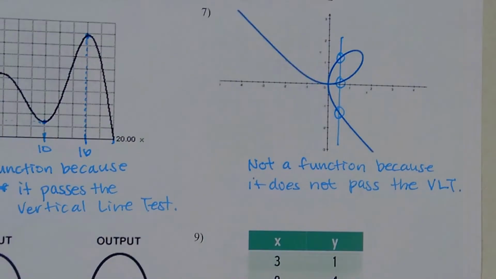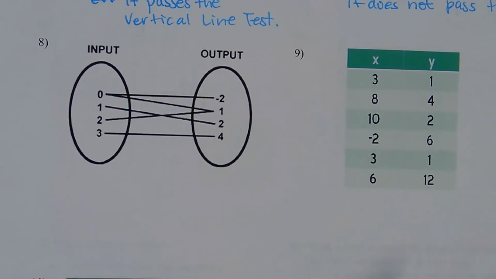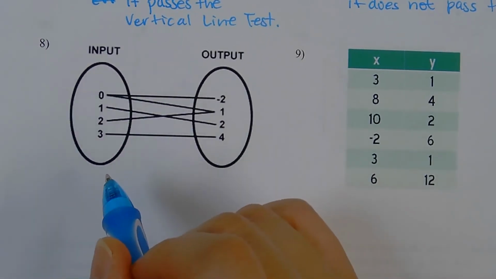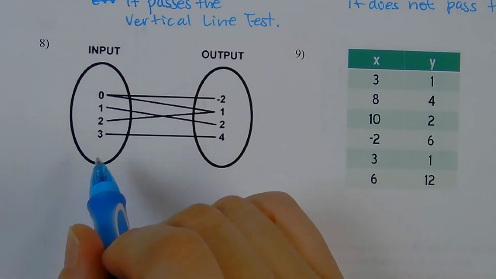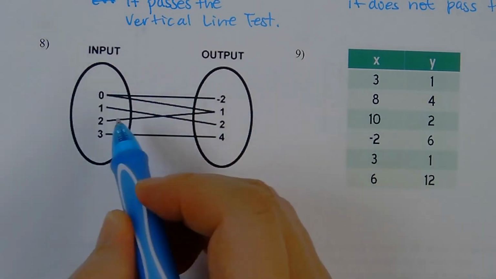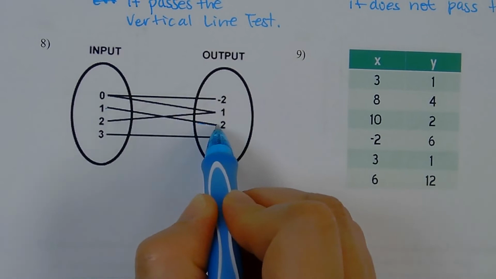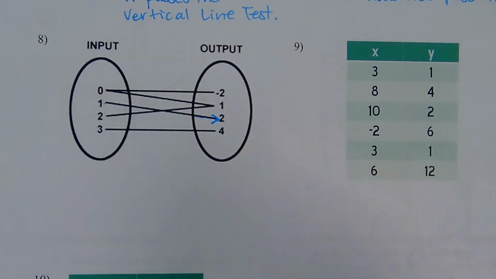Okay. All right, let's go with 8. Is this a function or not a function? Remember, for every input, there is one output. So 1 goes to 2. I'll put a little arrow there.